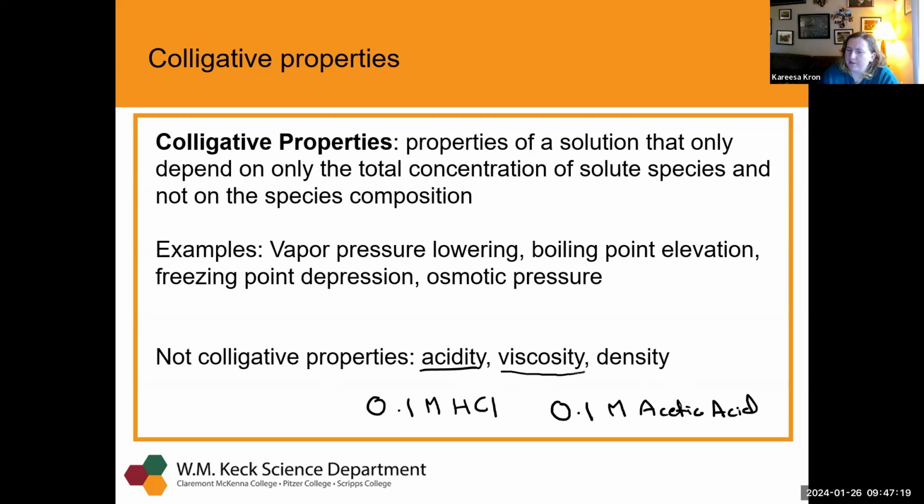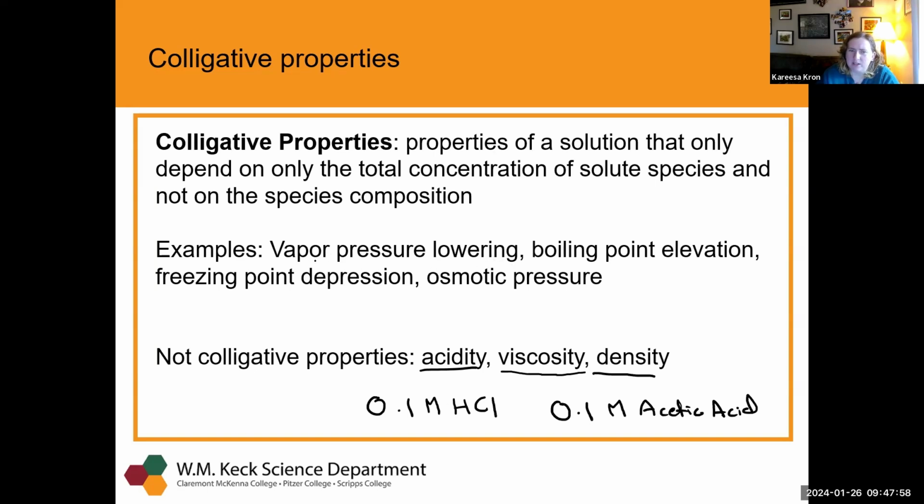Viscosity also heavily depends on the intermolecular forces between the particular compounds. If you change from HCl to acetic acid, you might have a different viscosity as well. Or if you change from sugar to HCl, you're definitely going to have some different properties. Density, similarly, is dependent on the species that is present and not just on the concentration.